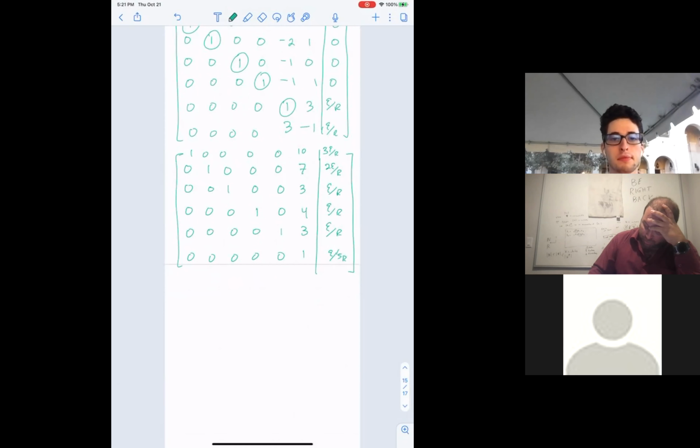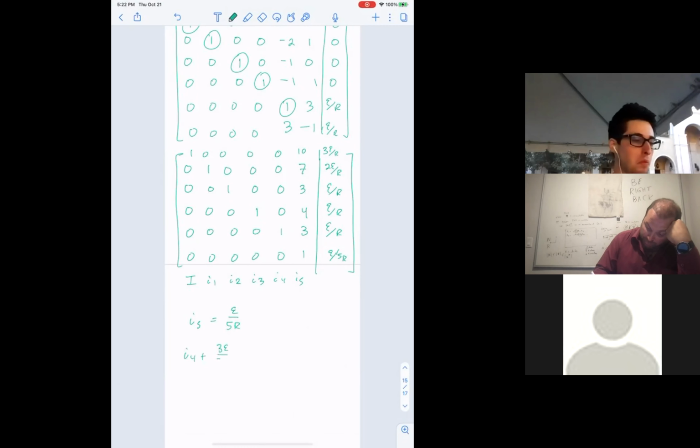So now I can work backwards. It was I1, I2, I3, I4, and I5. So I5 equals E over 5R. I4 plus 3E over 5R equals E over R, or 5E over 5R. So I4 equals 2E over 5R. I3 plus 4E over 5R equals E over R, which is 5E over 5R. So I3 equals E over 5R.